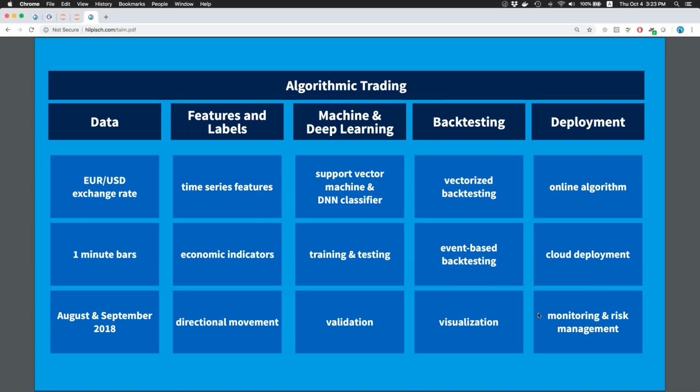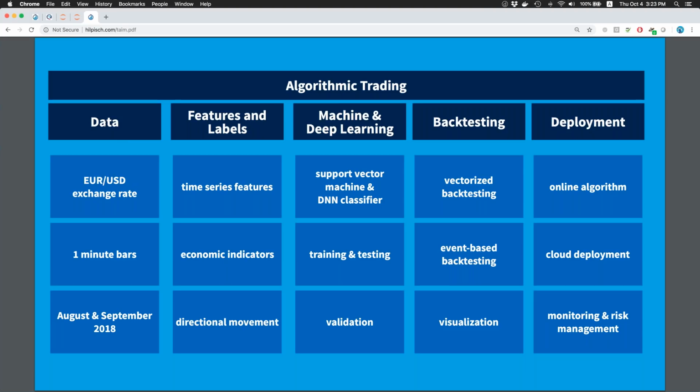So first, probably we need historical data to do some backtesting, some analysis, and later on we would need real-time data. But let's get started with historical data. So for example, here, with regard to the euro-US dollar exchange rate, we might want to work on 1-minute bars, and we go here, let's say, for August and September 2018, so to have a pretty recent time interval. And you might say, well, now let's create some features and labels based on this data.